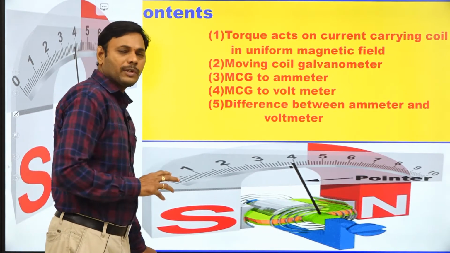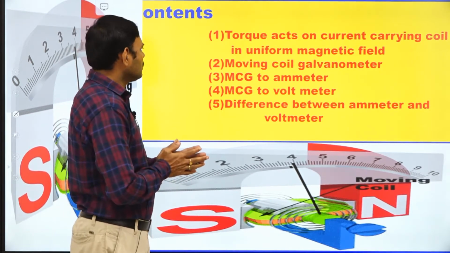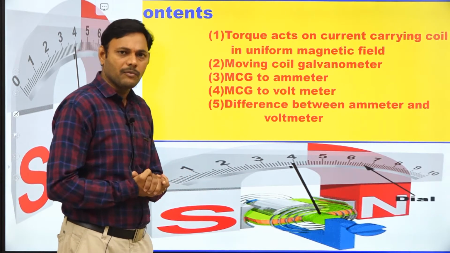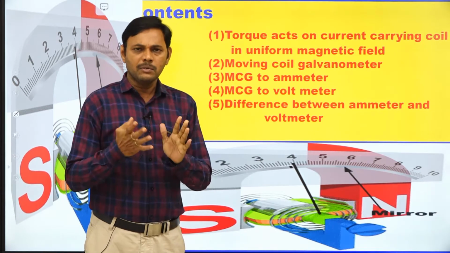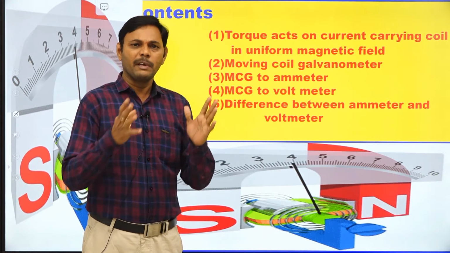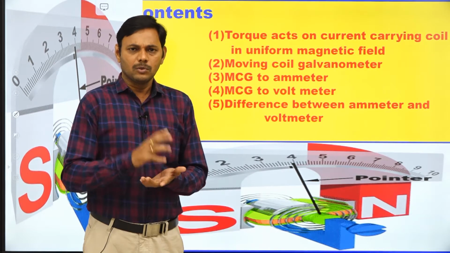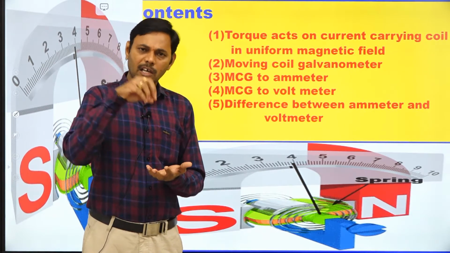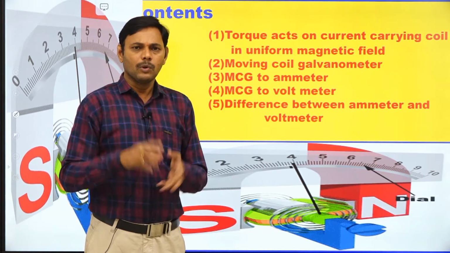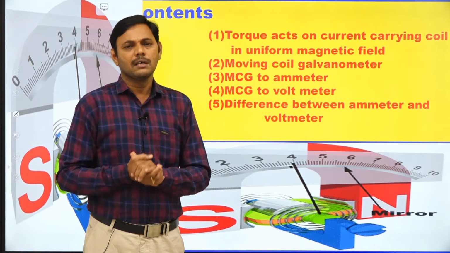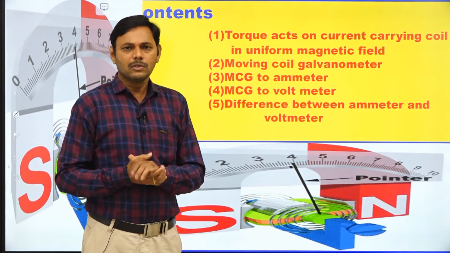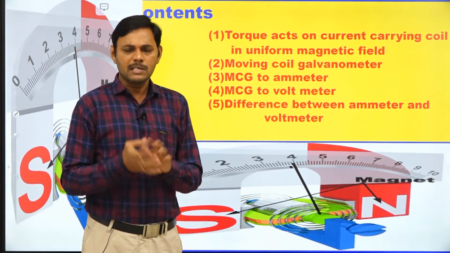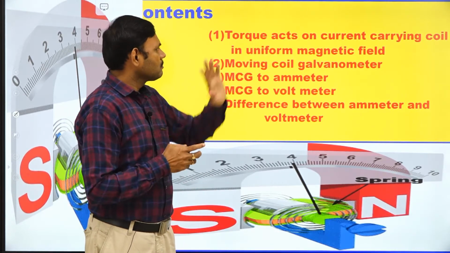In this session, students, we are going to discuss, first, the torque acting on a current carrying coil in a uniform magnetic field. In day-to-day life, we use so many motors. To lift water, we need a motor. A vehicle is equipped with a motor. To rotate a fan, it also has a rotating motor. So all rotating objects we use in day-to-day life have this application.